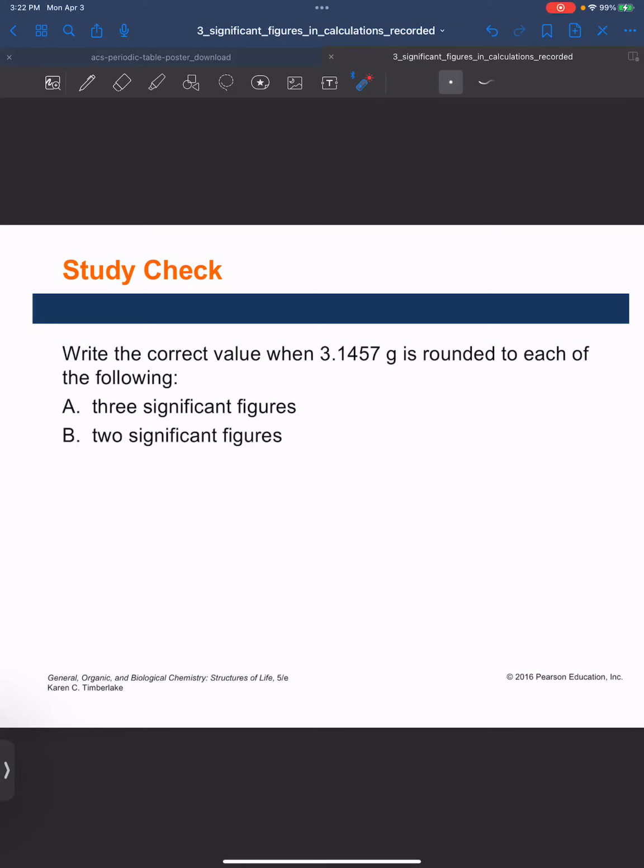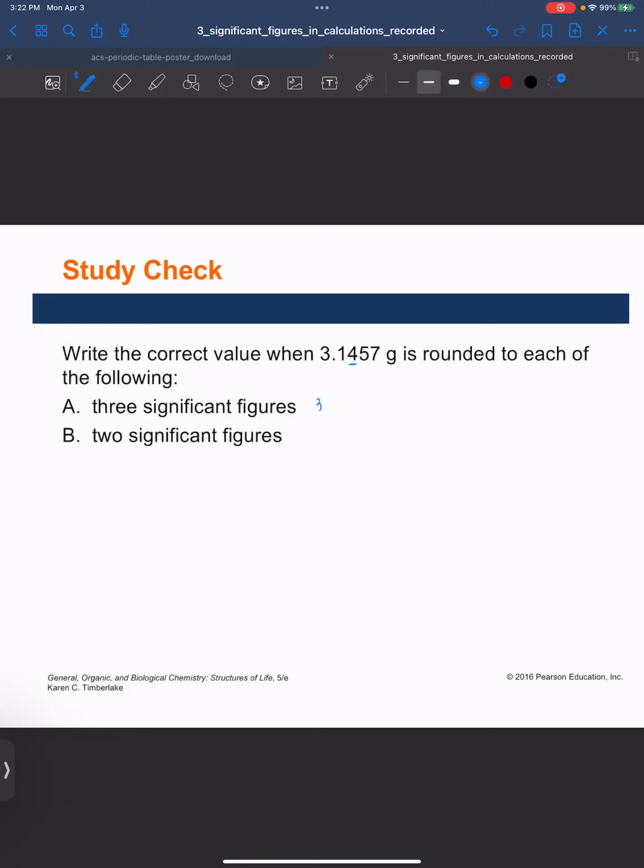All right, so we are asked to write the correct value when 3.1457 grams is rounded to each of the following. 3 significant figures. So I will count 1, 2, 3. So it looks like if I wanted to report it to the hundredths place, that would give me 3 significant figures. I look directly at what's next to it. The number that's next to it that I will drop is 5 or greater. So what do I do with that 4? Good, I round it up.